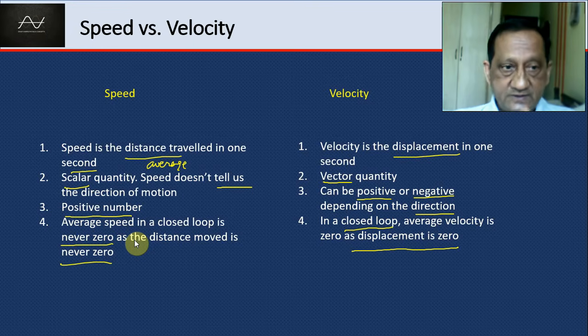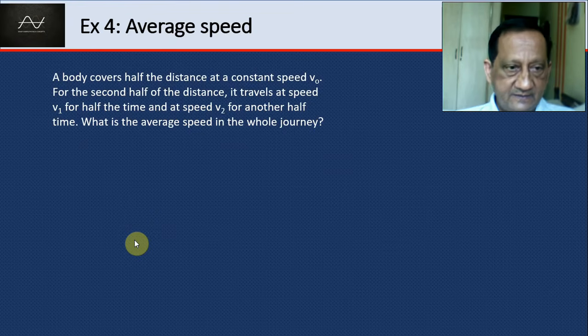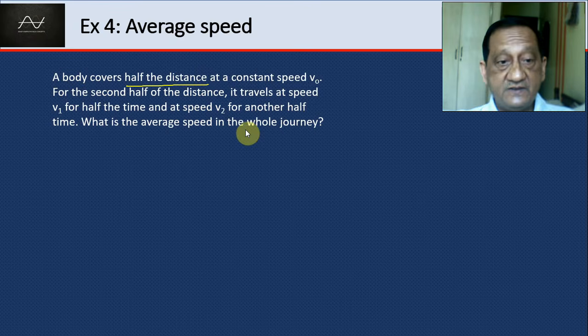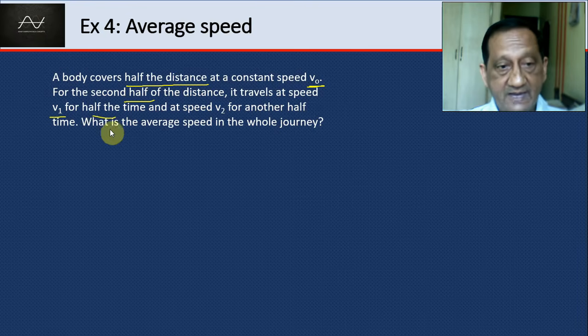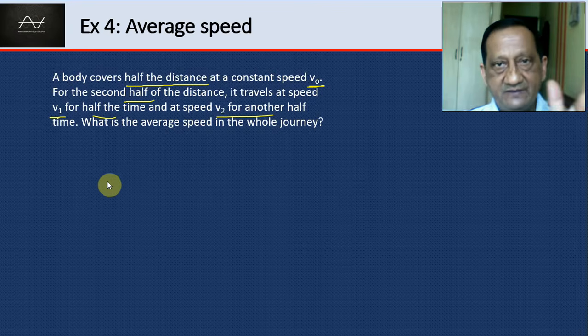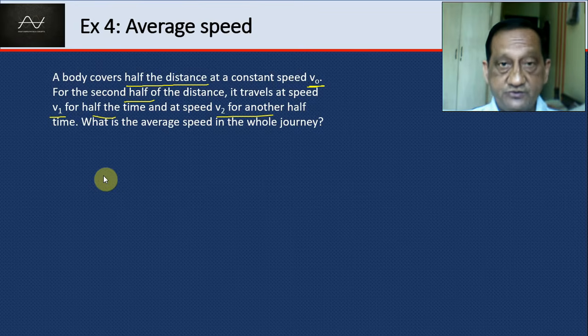So that is the summary of speed versus velocity. And let us do another question on average speed. A body covers half the distance at a constant speed v naught, and for the second half of the distance, it travels at the speed v1 for half the time, not half the distance, and the speed v2 for the other half of the time. So there are three different speeds now. What is the average speed in the whole journey? So let's draw a picture.